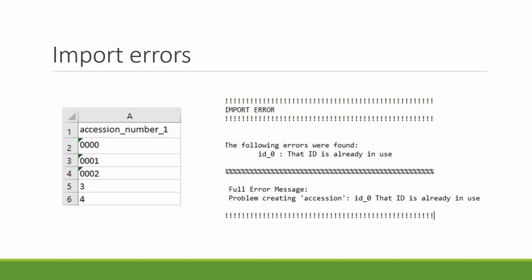I also encountered this error about the identifier already being in use. And I'm not positive what happened there because I did cross-reference everything before I was importing, but I have a feeling that it was related to a selection of accession records that had reached the character limit for cells in Excel. Next slide, please.